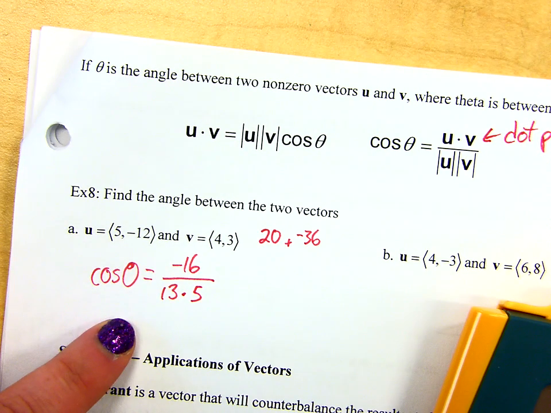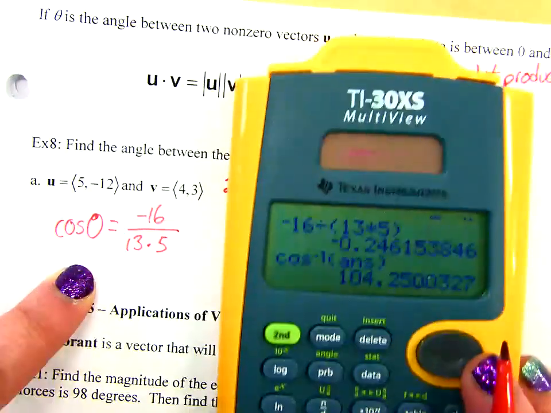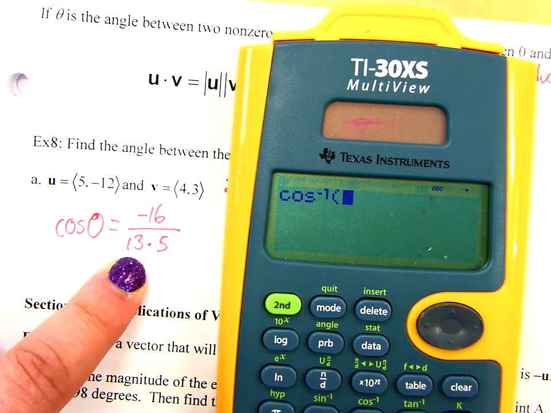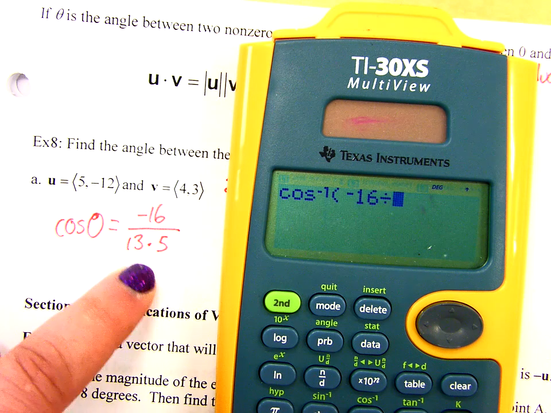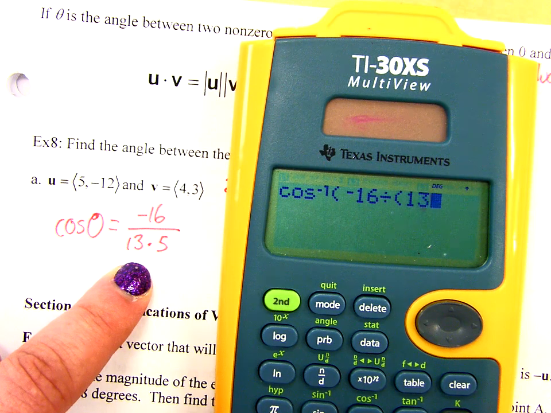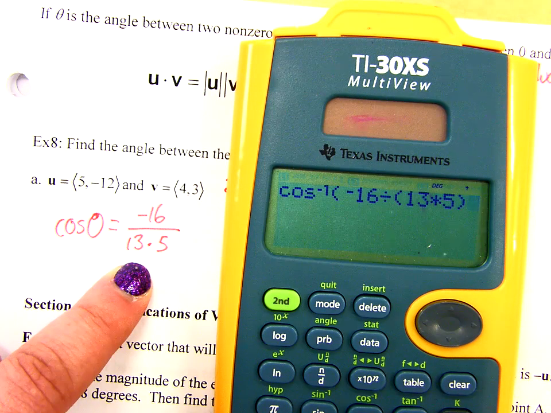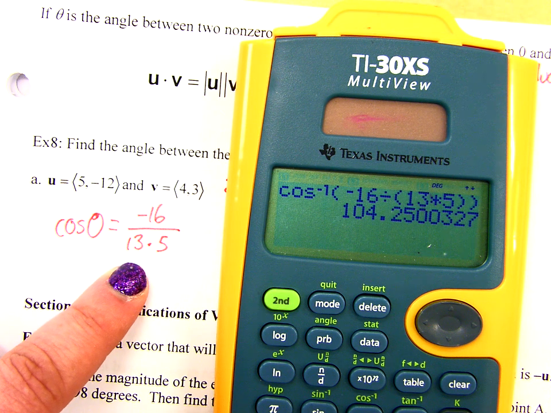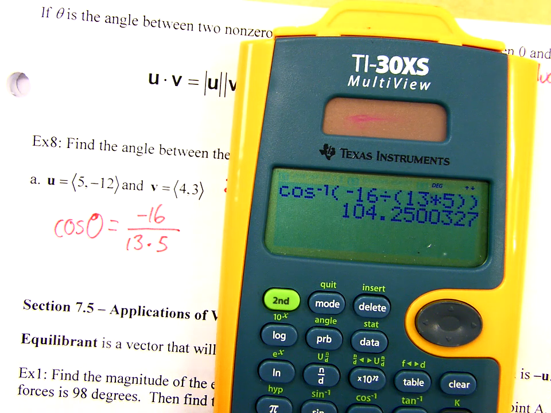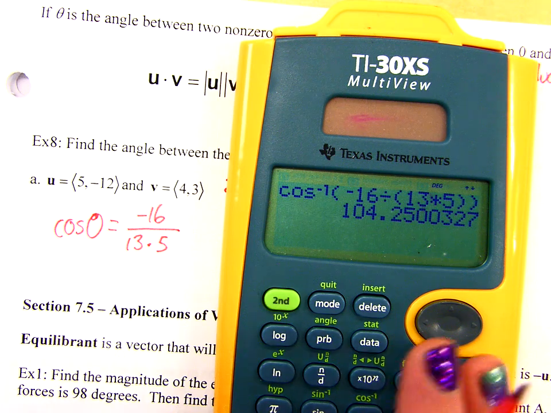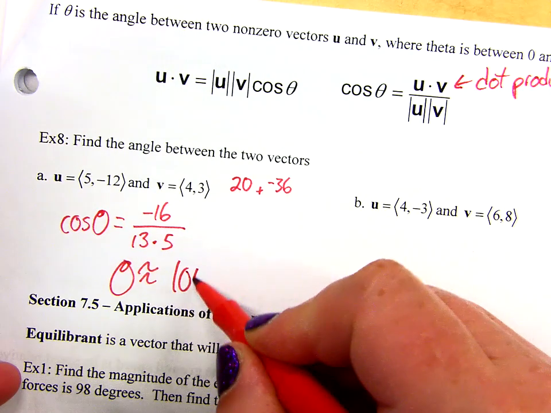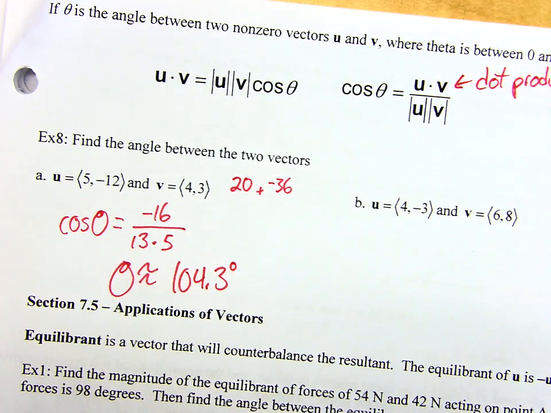I can have the calculator do this all at once for me if I want to. Inverse cosine, negative 16 divided by, now I have to do 13 times 5 in the denominator, so I'd have to put that in parentheses. 13 times 5. Okay, there we go. So the angle between those two vectors is approximately 104.3 degrees.